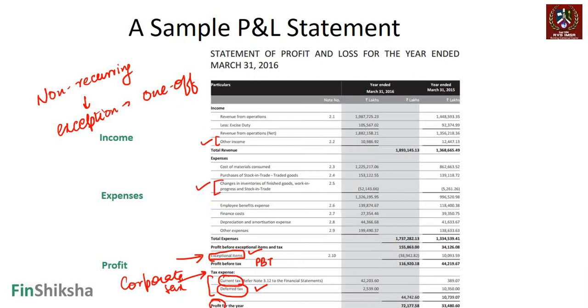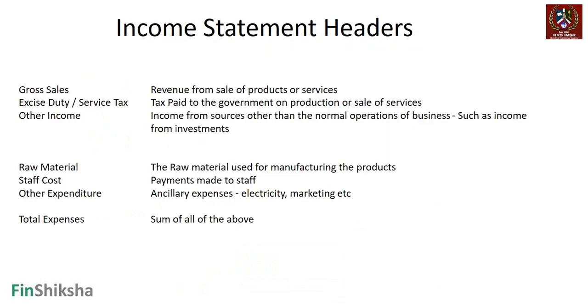Almost all companies will have a similar structure where you start with some sort of income, you remove the key expenses, and what you're left with is the profit, right? We're going to look at more examples within this unit as we go ahead and understand the income statement in a little more detail.